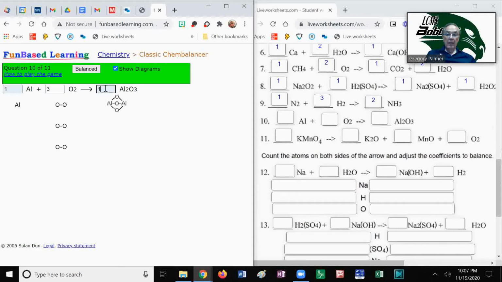So the only way to get these oxygens in balance is to try a common multiple. So I'm going to make this a 3 and this a 2. Okay, because 2 times 3 is 6 and 3 times 2 is 6. So now I have 2, 4, 6 oxygens. I have 1, 2, 3, 4, 5, 6 oxygens. I have 1, 2, 3, 4 aluminums. I need to bump this up to a 4. It's more over here. Now it looks like everything's in balance.